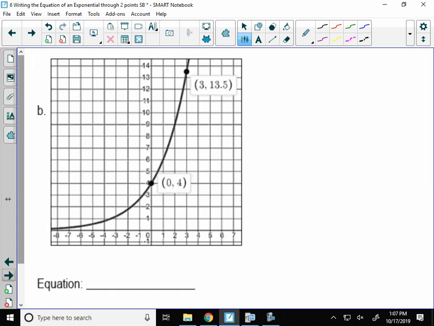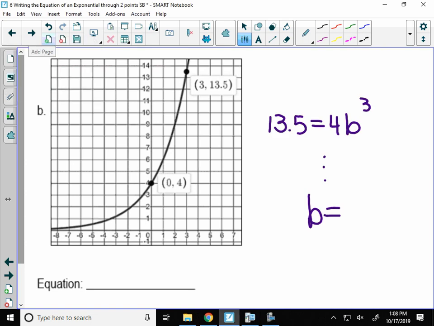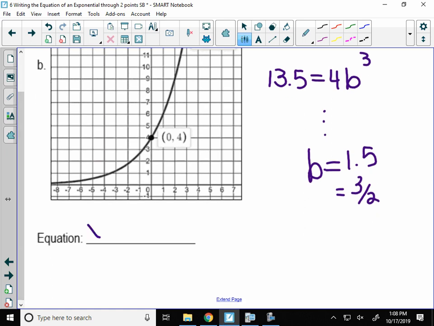All right. I want you to try the next one on your own. You're given a graph, 2 points. I want you to determine the equation. So what are you getting for b? 1.5, 3/2, yeah. So you can either write that as 3/2 or 1.5. Either one is fine. So your equation will be y equals what? 4? Yep, 1.5 to the x.